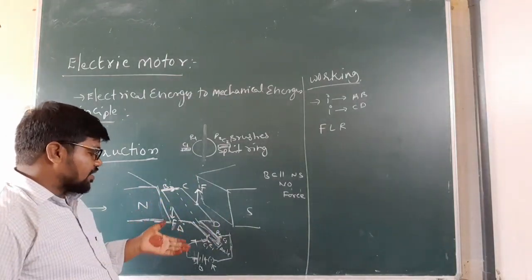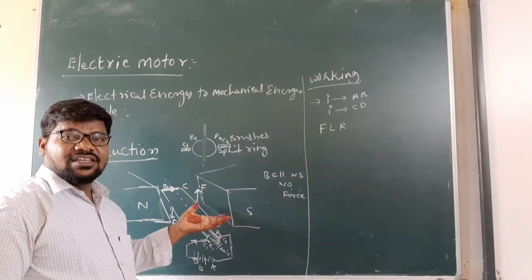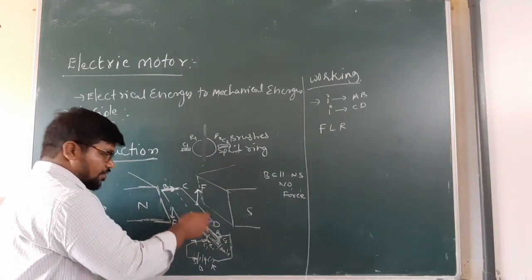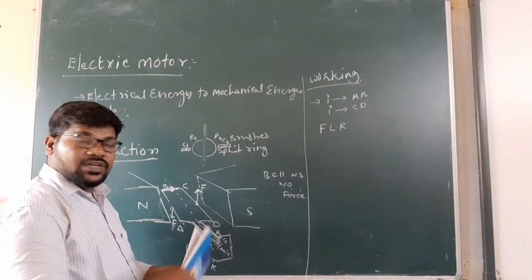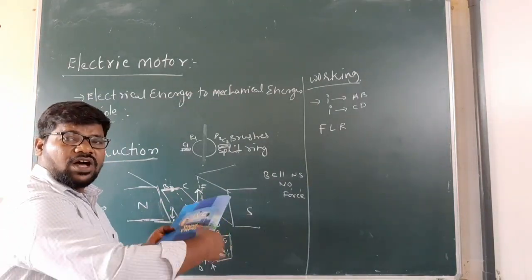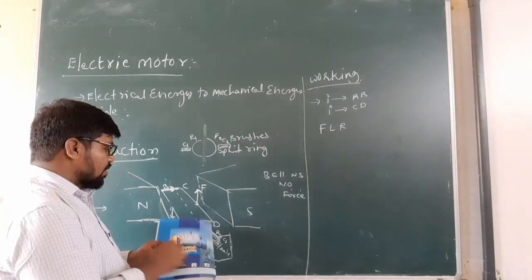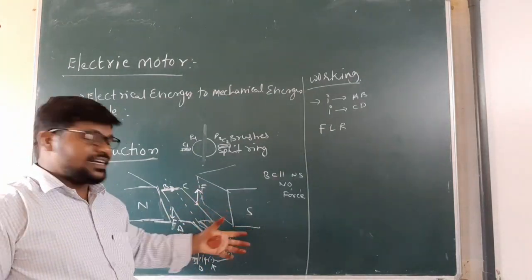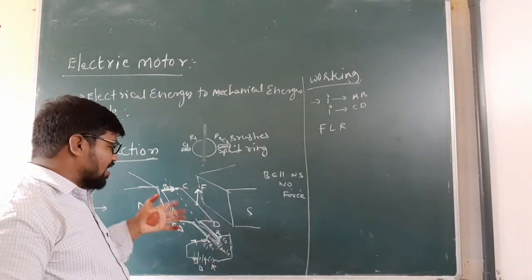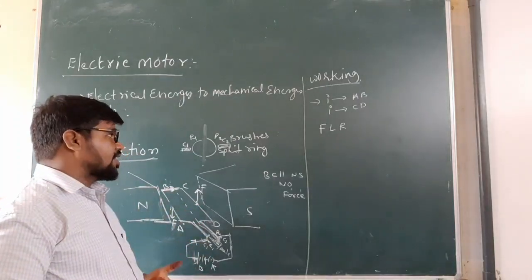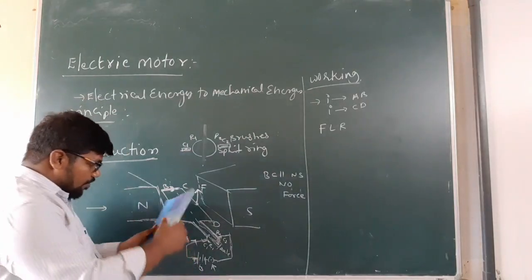If the current through the coil increases, if the magnetic field strength increases, or if the number of turns of the coil increases, the coil rotates faster. We can observe it, my children. Got it? If we increase the strength of the magnetic field, the current, or the number of coils, we get more speed and the coil will rotate faster.